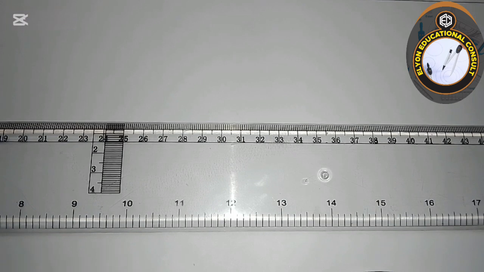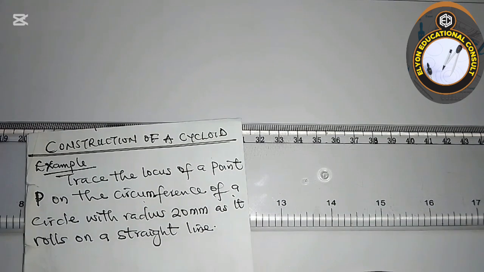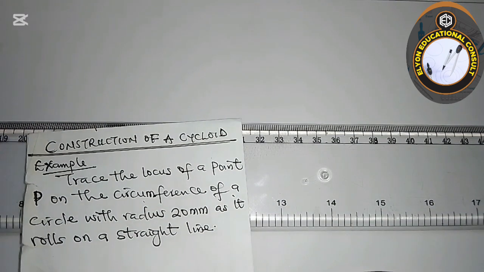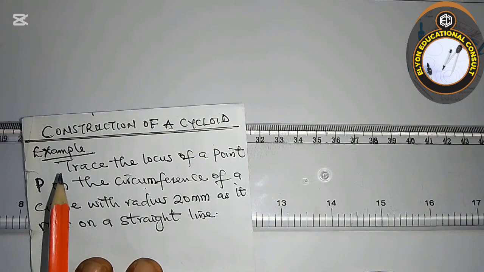In this video today we'll be looking at construction of cycloid. A cycloid is the path that is traced by a point on the circumference of a circle as it rolls along a straight line. So we have an example here.